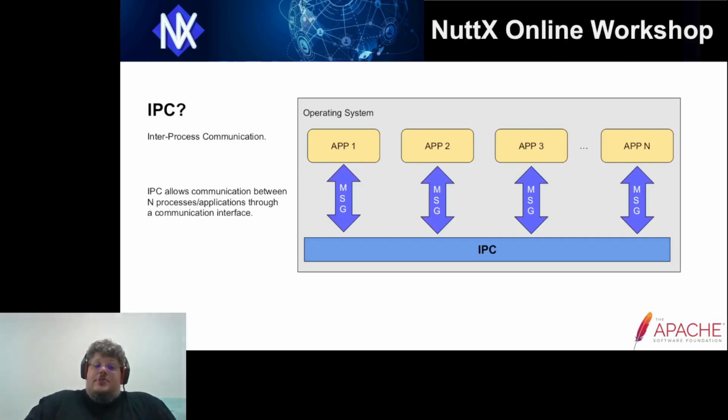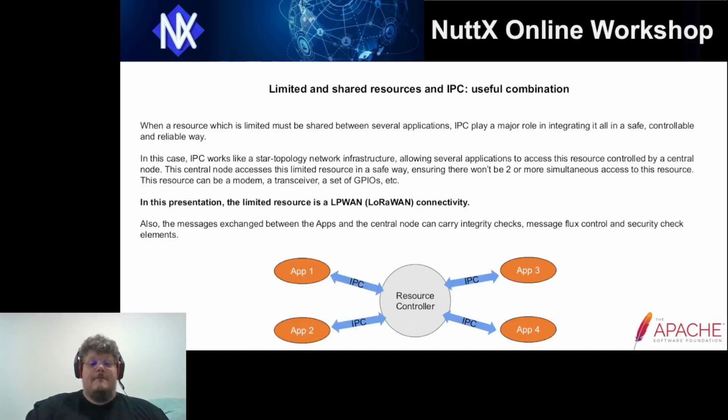As you can see in the picture here on the right side, IPC works like a message bus, allowing bidirectional communication between multiple processes or applications. This approach raises some requirements, like each app or each process must have a well-defined address, and all messages should have some kind of integrity check, in order to ensure the content sent is the same content received. All these requirements are covered by TCP/IP sockets, as we will talk about a little later in this presentation.